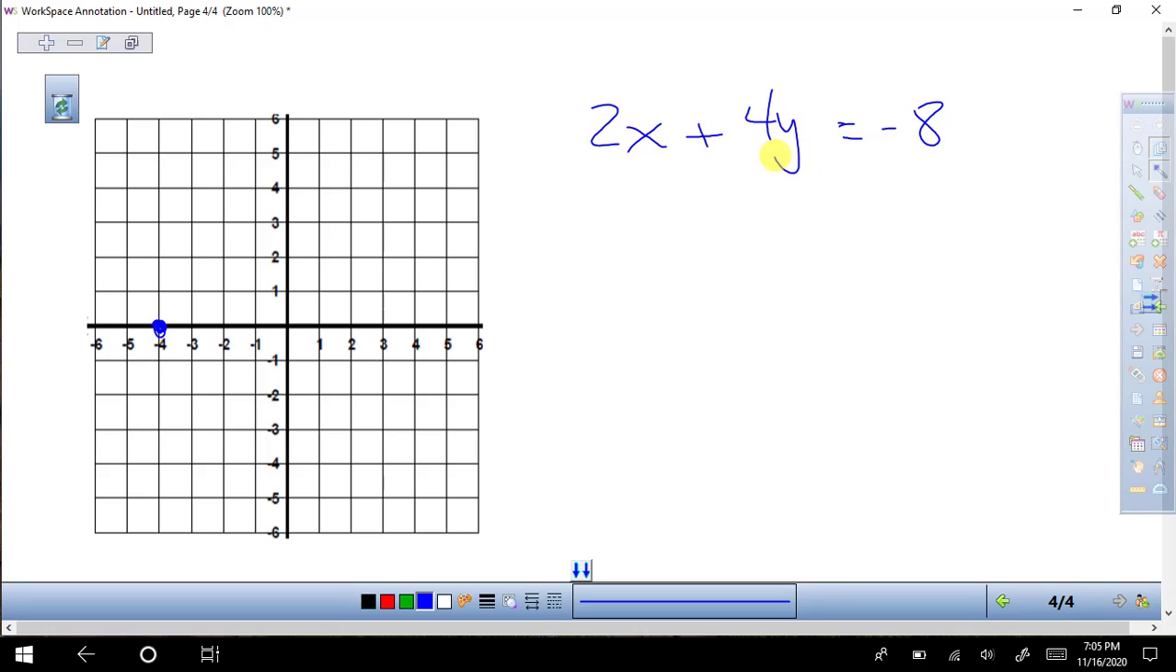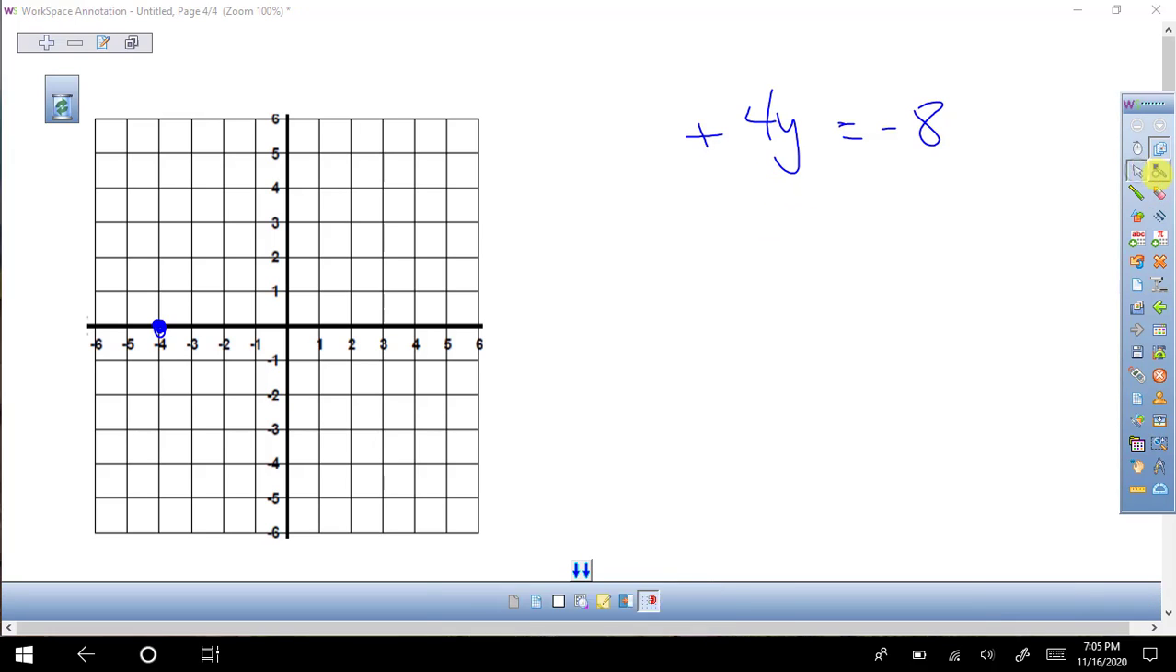Now let's find the y-intercept. So now I'm going to substitute 0 in for x. So it's kind of like the x term is not there. Again, I'm left with solving the equation 4y equals negative 8. So if I divide both sides by 4, I will get y is equal to negative 2. So it's going to cross the y-axis at negative 2.